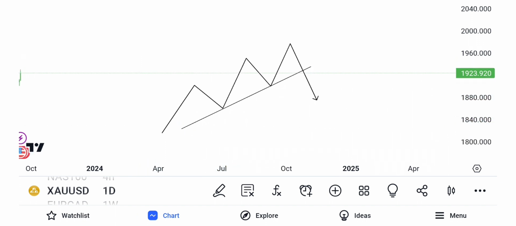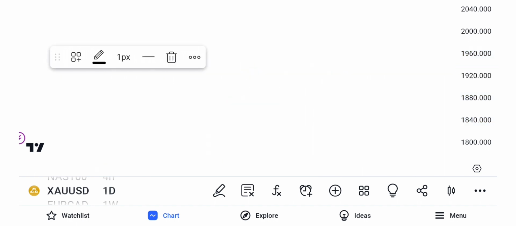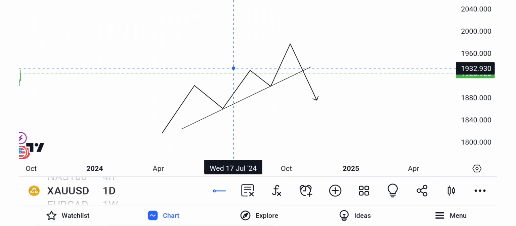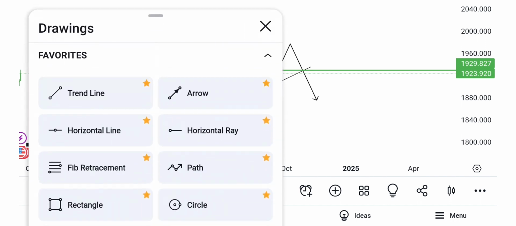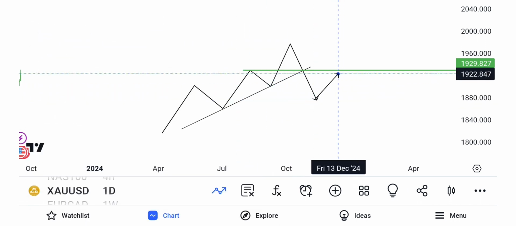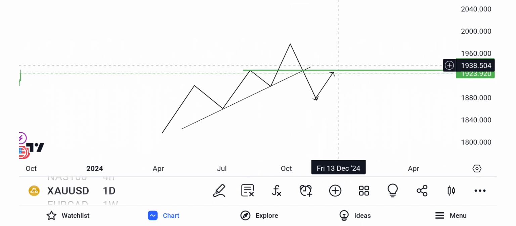So what we're going to do is place some kind of resistance here, that tells us this is the zone where we're going to sell. And obviously we can also see that when the market comes back to the zone, it's going to form a head and shoulders pattern. As you can see here: left shoulder, head, right shoulder.